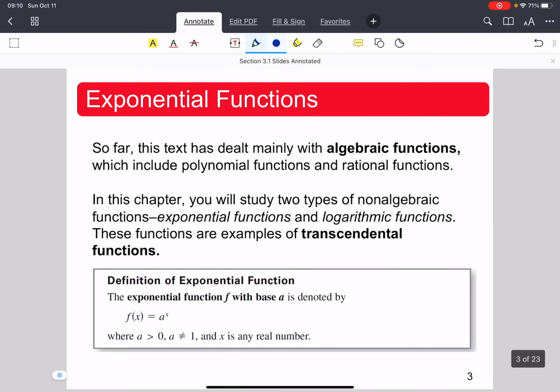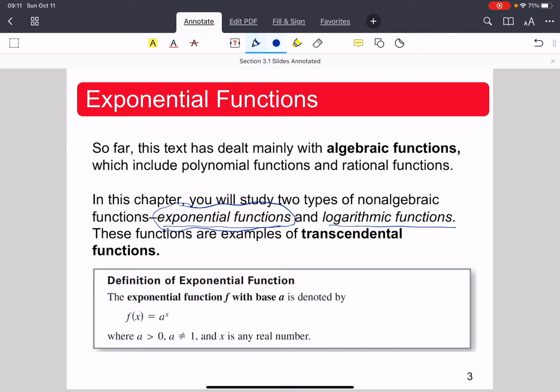We're going to go ahead and get started with defining what an exponential function is. So far, this text has dealt mainly with algebraic functions, which include polynomial functions and rational functions. But in this chapter, you will study two types of non-algebraic functions, which are exponentials and logarithms. And logarithms is what we're going to do next. But in this lesson, we're going to focus on exponential functions, and these are functions that we call transcendental functions.